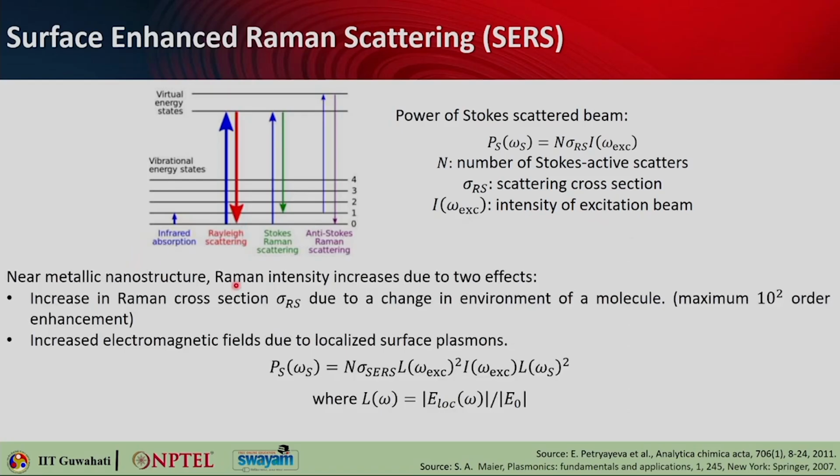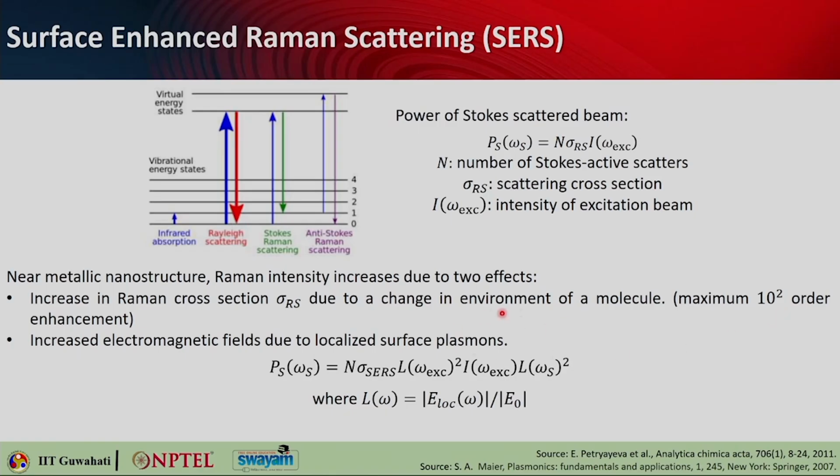Now, when you do this experiment or this probing of the molecule in the presence of a metallic nanostructure, near the nanostructures the Raman scattering intensity increases dramatically, and that happens because of two things. One is the increase in Raman cross section due to change in environment of the molecule, that is, you can get up to around 10 to the power 2 order of enhancement, because the scattering media surrounding the molecule now has a metallic particle.